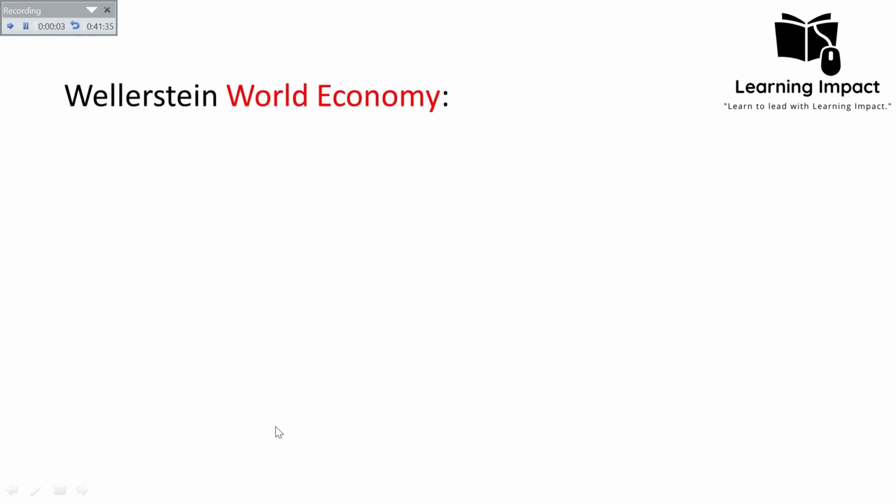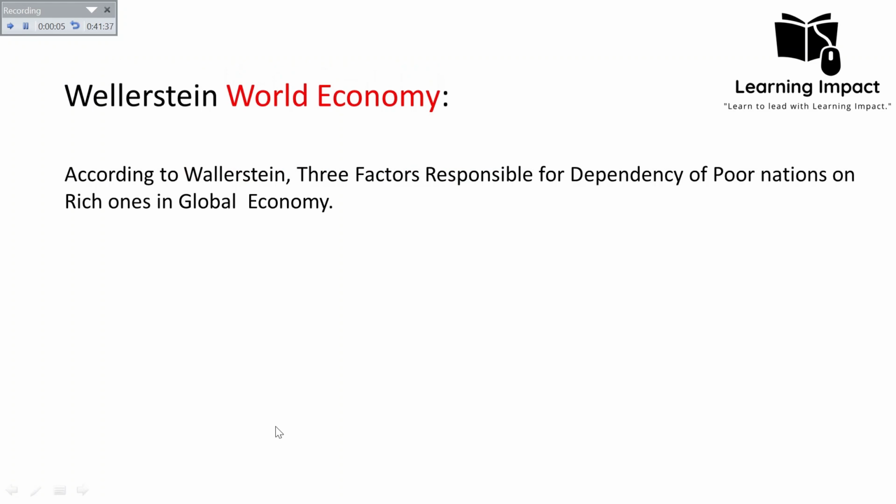Okay, Wallerstein world economy. According to Wallerstein, there are three factors that are responsible for the dependency of the poor nations on the rich nations in the global economy. Why are poor nations dependent on rich nations? Wallerstein gave an explanation of it, and he identified three factors for this. Okay, what are these three factors?